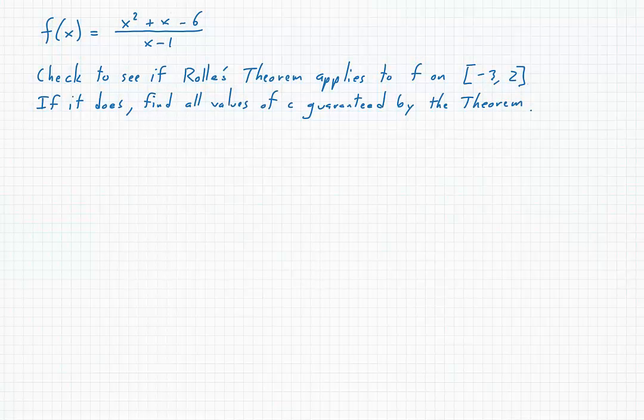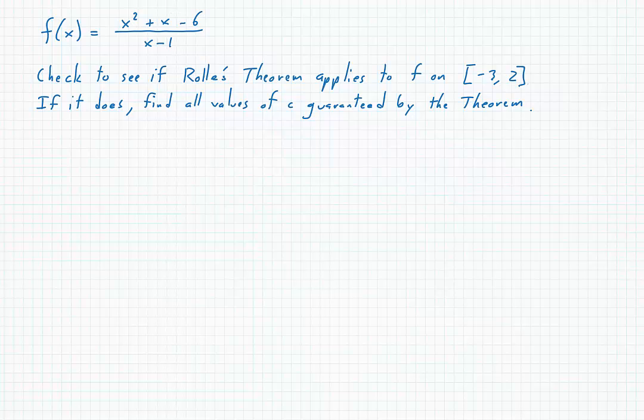We want to check and see if Rolle's theorem will apply to the function (x squared plus x minus 6) divided by (x minus 1) on the interval -3 to 2. And if it does, we're asked to find all values of c that are guaranteed by Rolle's theorem.